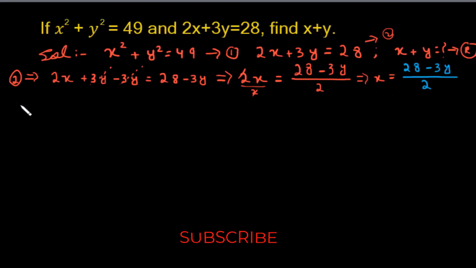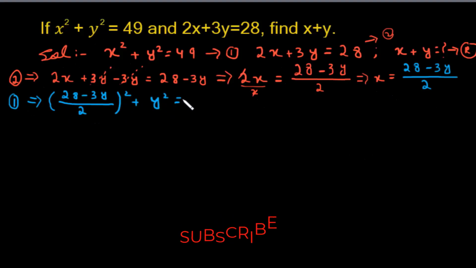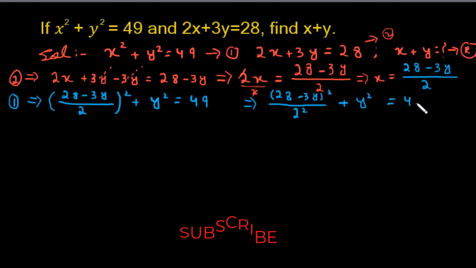So this circle equation would become, for this x I am going to substitute this value, so that will be (28 minus 3y divided by 2) squared plus y squared is equal to 49. This leaves us with (28 minus 3y) whole squared over 2 squared plus y squared is equal to 49. Looks like we are making progress, but something unexpected is coming.